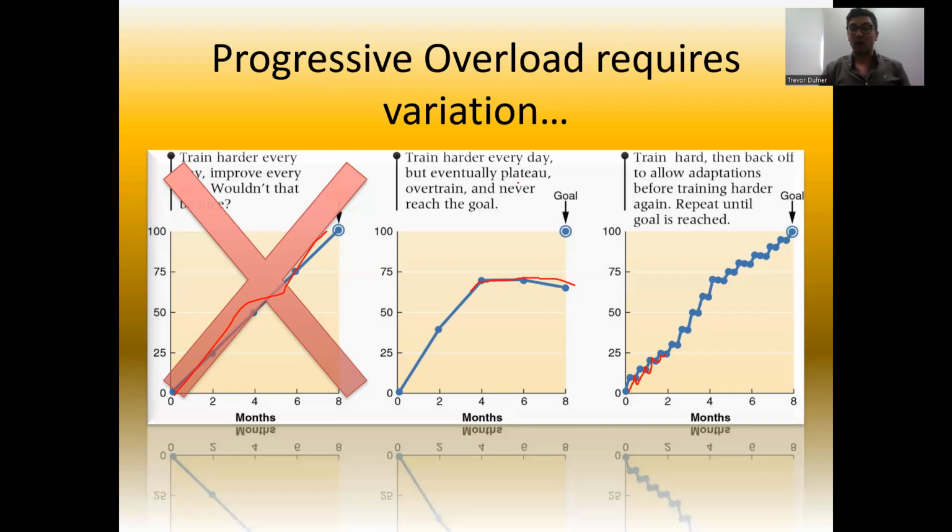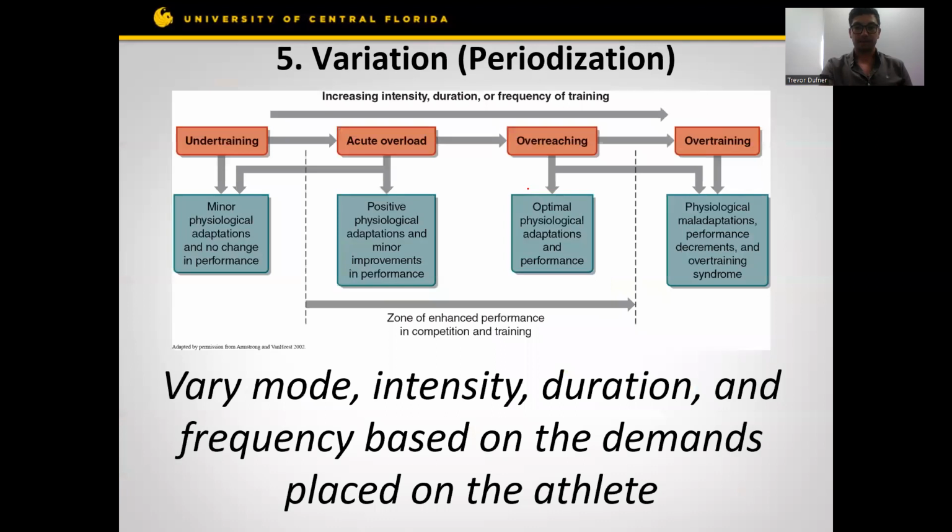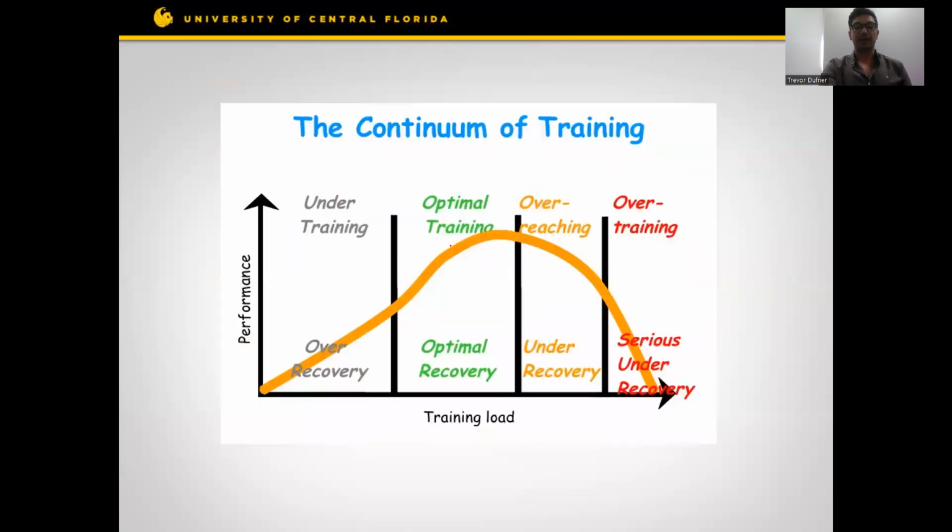And so what did I do? I started training even harder. I started doing more volume. I started doing higher intensities, and I began to drop more and more. And I never understood what was going on. I was overtraining. I was pushing myself way too hard. So this is what we're talking about: the continuum of overtraining or of training in general.